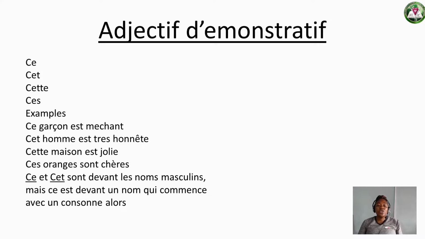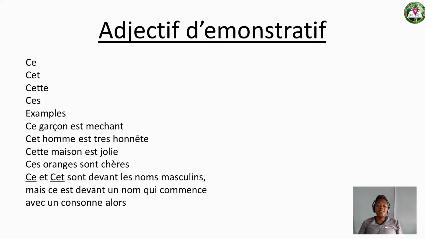Exemple. Ce garçon est méchant. You can see ce, C-E. The noun garçon is masculine. Therefore, we have ce. Yes, we have learned that ce, C-E, and cet, C-E-T, are for masculine. But remember, garçon starts with a consonant. Therefore, what we should put there is ce, C-E. Now you can see, cet homme est très honnête. This man is very honest.